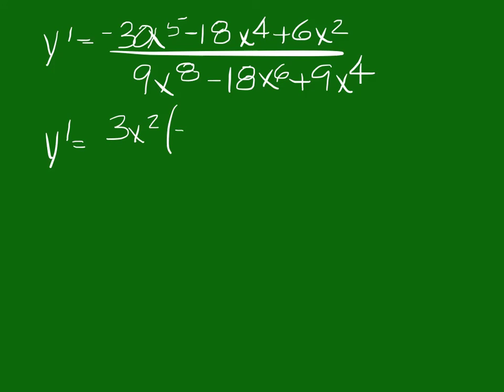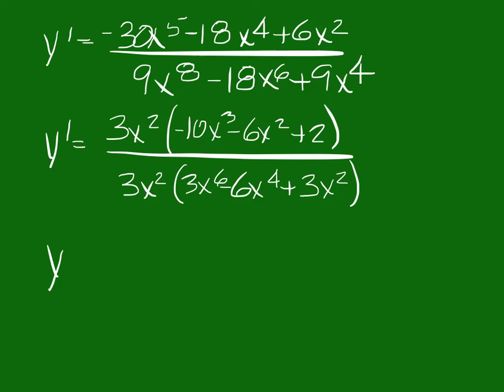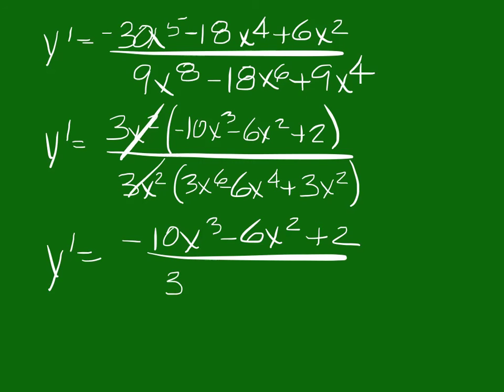And on the top, that would leave you with negative 10x to the third minus 6x squared and then plus 2. On the bottom, if you take out a 3x squared, you would have 3x to the sixth minus 6x to the fourth plus 3x squared. And if you cancel out here and there, negative 10x to the third minus 6x squared plus 2, and on the bottom 3x to the sixth minus 6x to the fourth plus 3x squared.